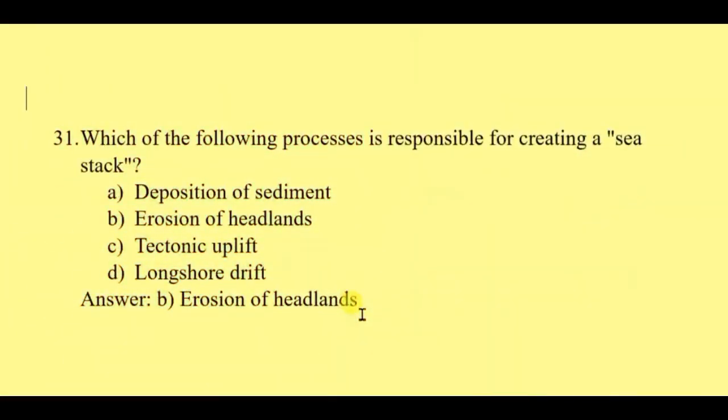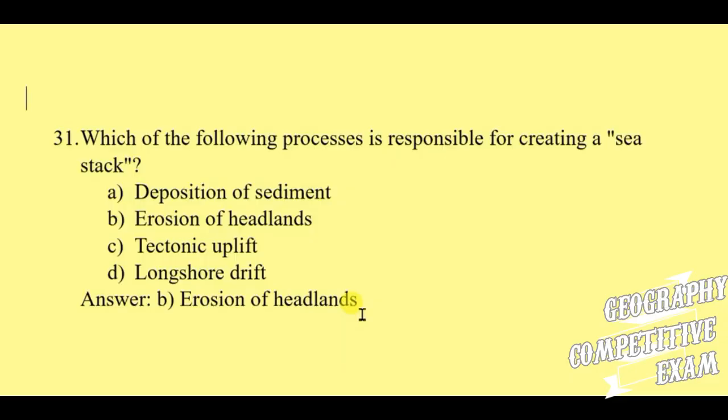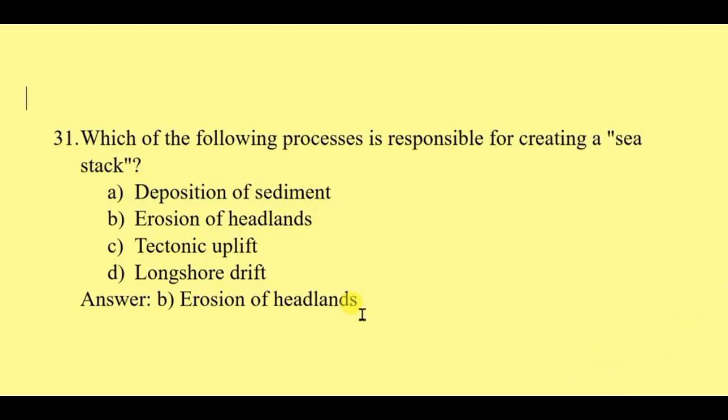Question 31. Which of the following processes is responsible for creating a sea stack? Deposition of sediment, erosion of headlands, tectonic uplift, longshore drift. Here the correct answer will be erosion of headlands.